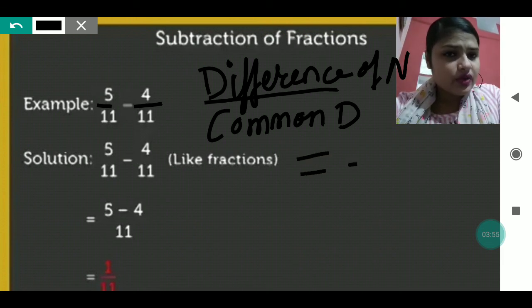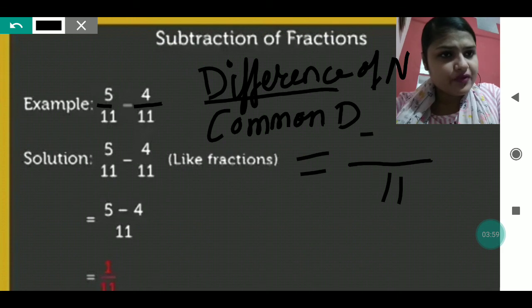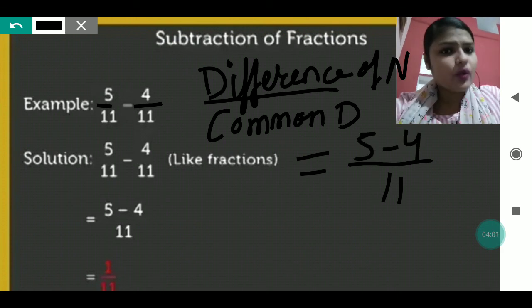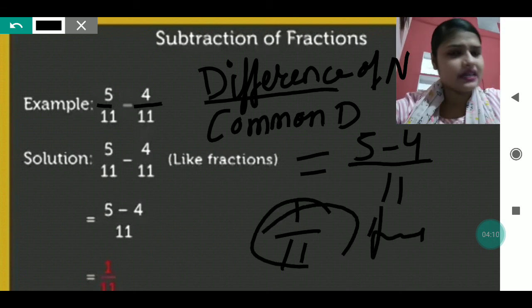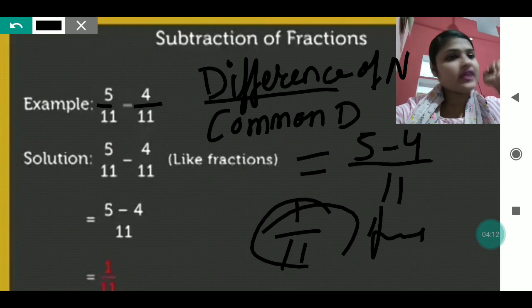Now what will you do? Nothing much. You write both the numbers together, taking the common denominator as 11. You write 5 minus 4. What will you get? 1 by 11. This 1 by 11 is the answer. It's very easy.